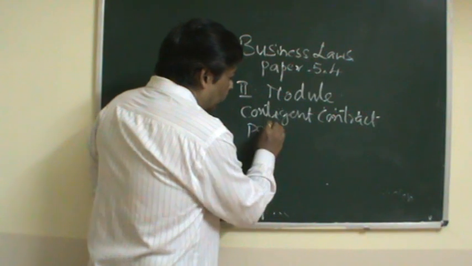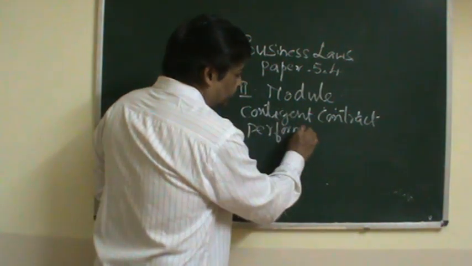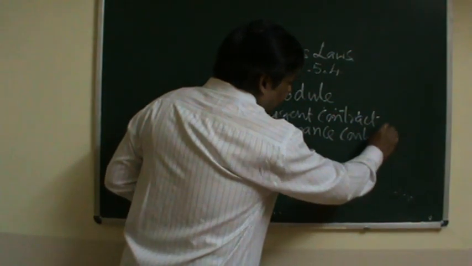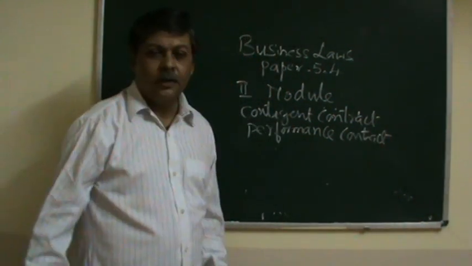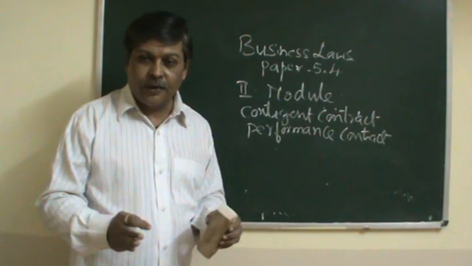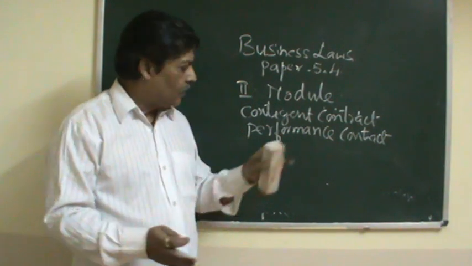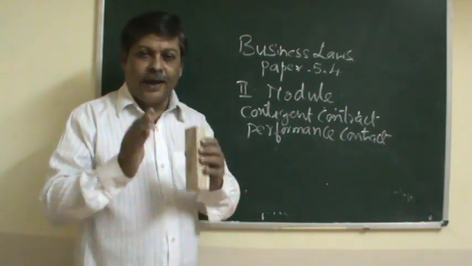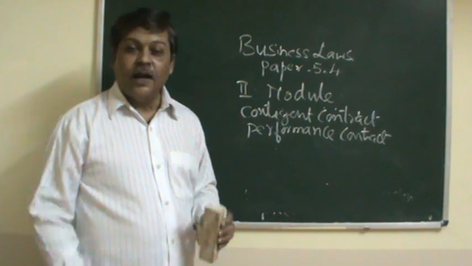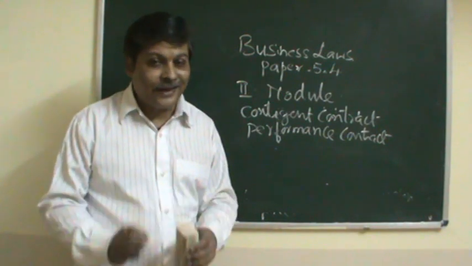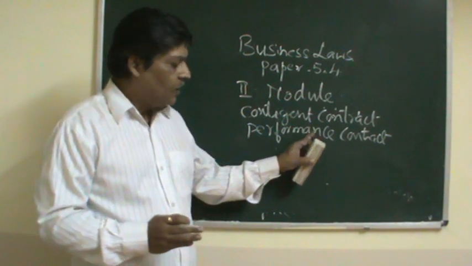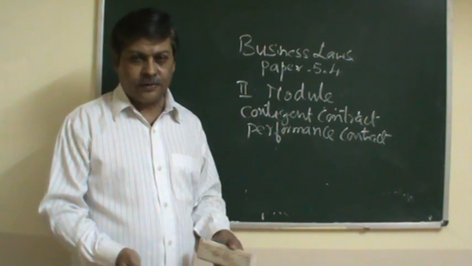Then performance of the contract. How the performance takes place. The performance of the contract. Again we are going to classify it into two parts: actual performance and attempt to performance. Attempt to performance is called a tender. Attempt to performance is known as tender, whereas actual performance.